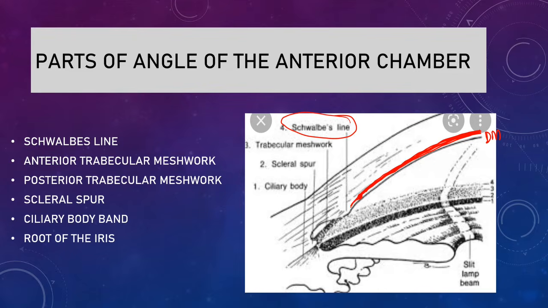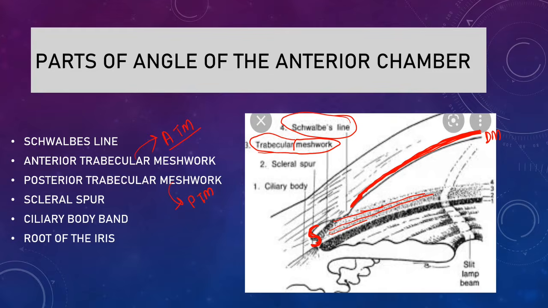Just posterior to Schwalbe's line is a meshwork-like or sieve-like structure which is called the trabecular meshwork. The trabecular meshwork is divided into two parts, the anterior trabecular meshwork and the posterior trabecular meshwork. The anterior trabecular meshwork is usually non-functional and is also referred to as the ATM. The posterior trabecular meshwork is involved in the outflow of the aqueous humor and is also called the PTM. Posterior to the posterior trabecular meshwork, we have the scleral spur. This is the scleral spur.